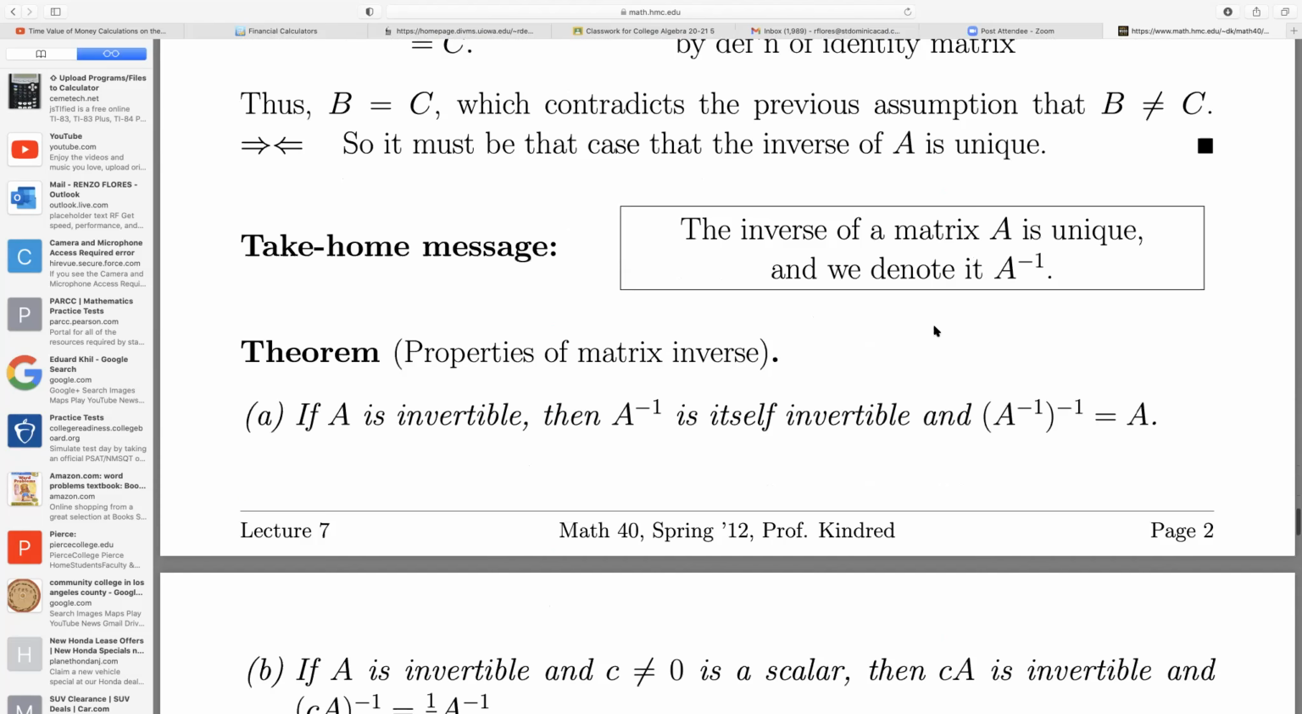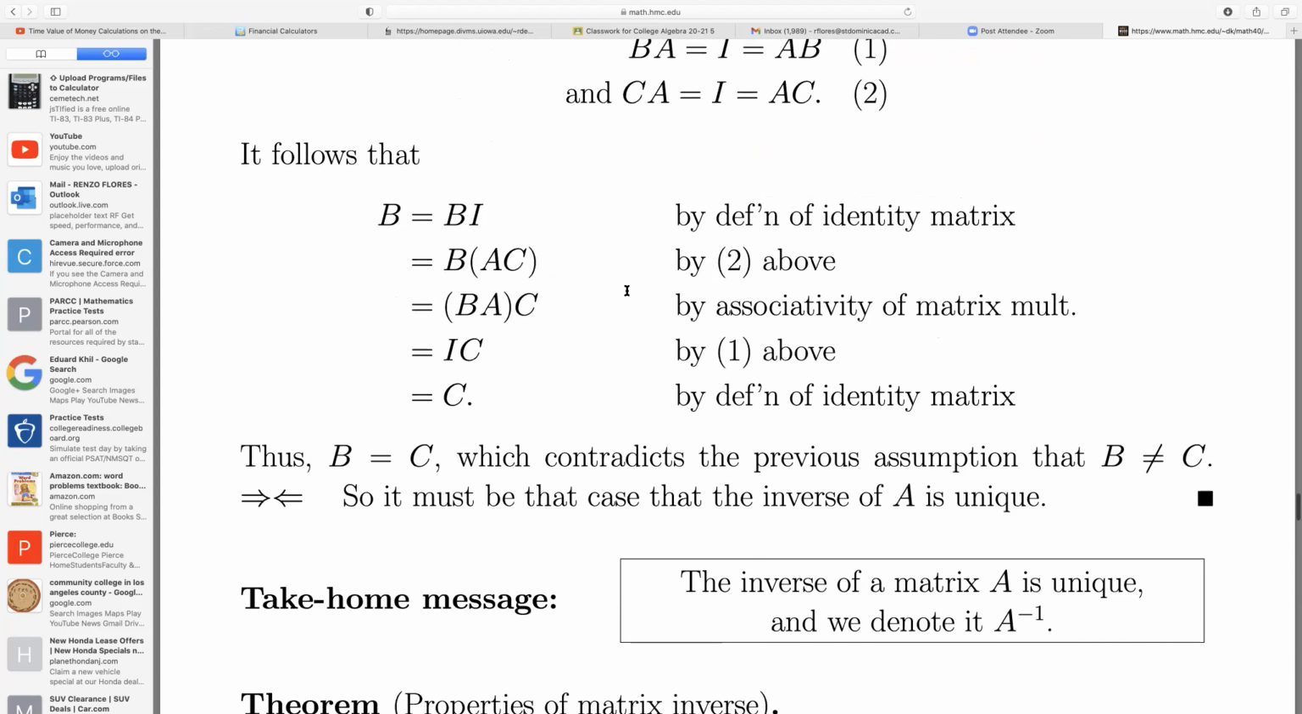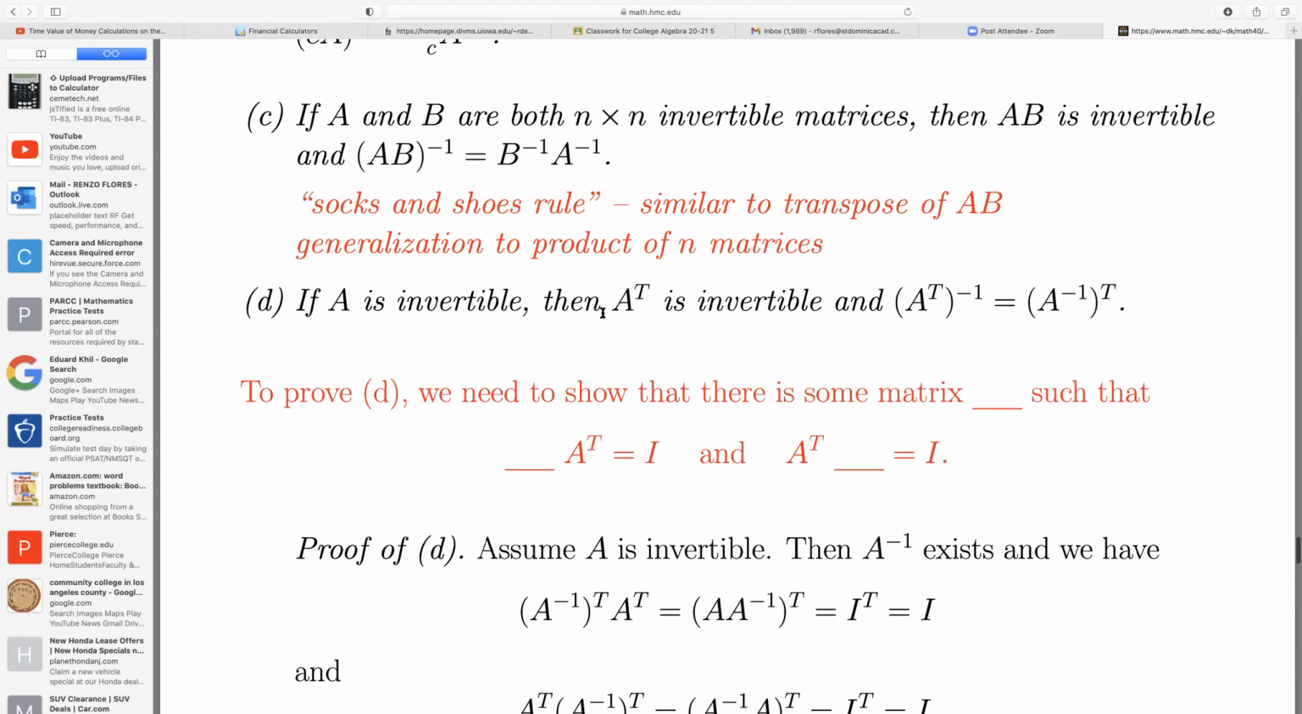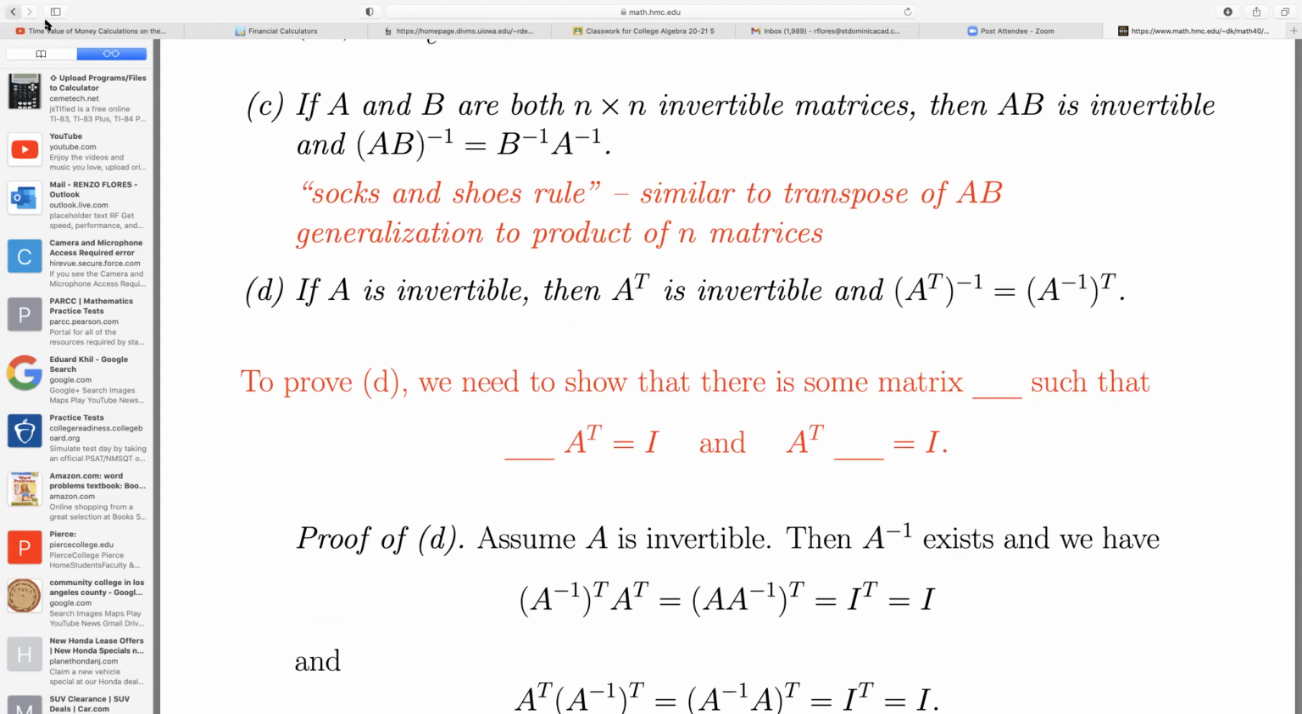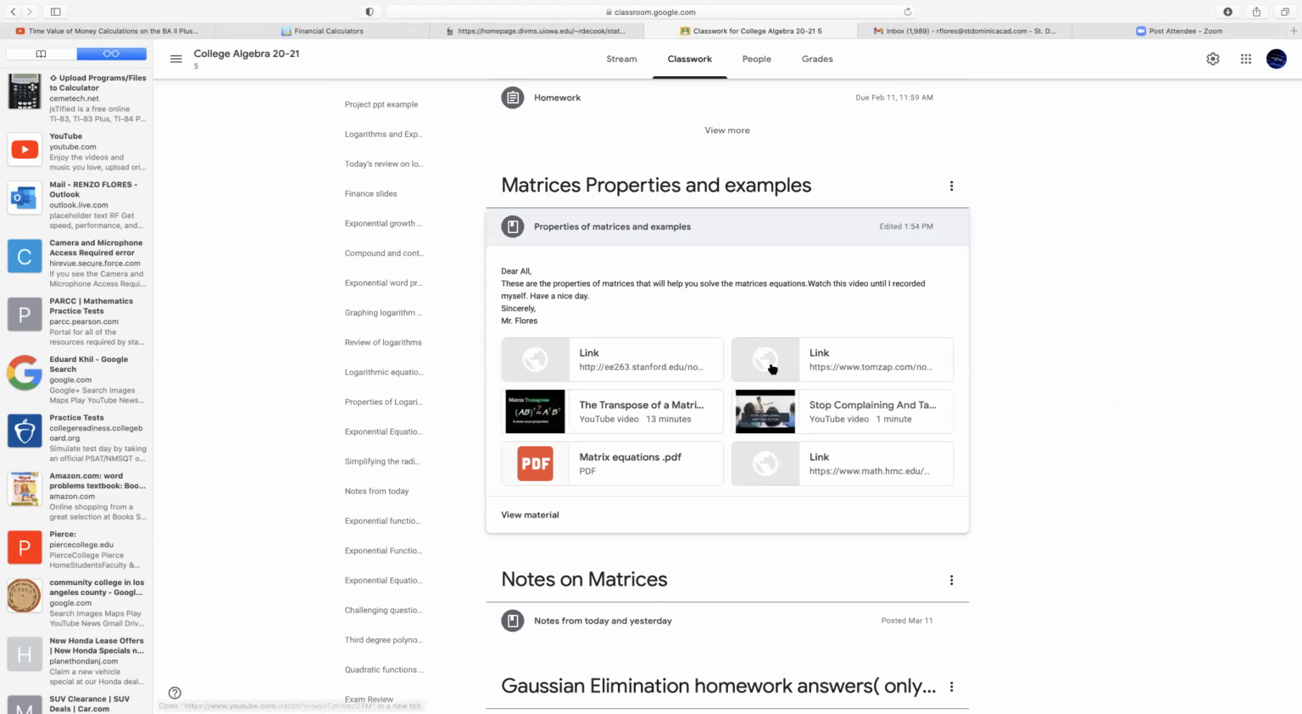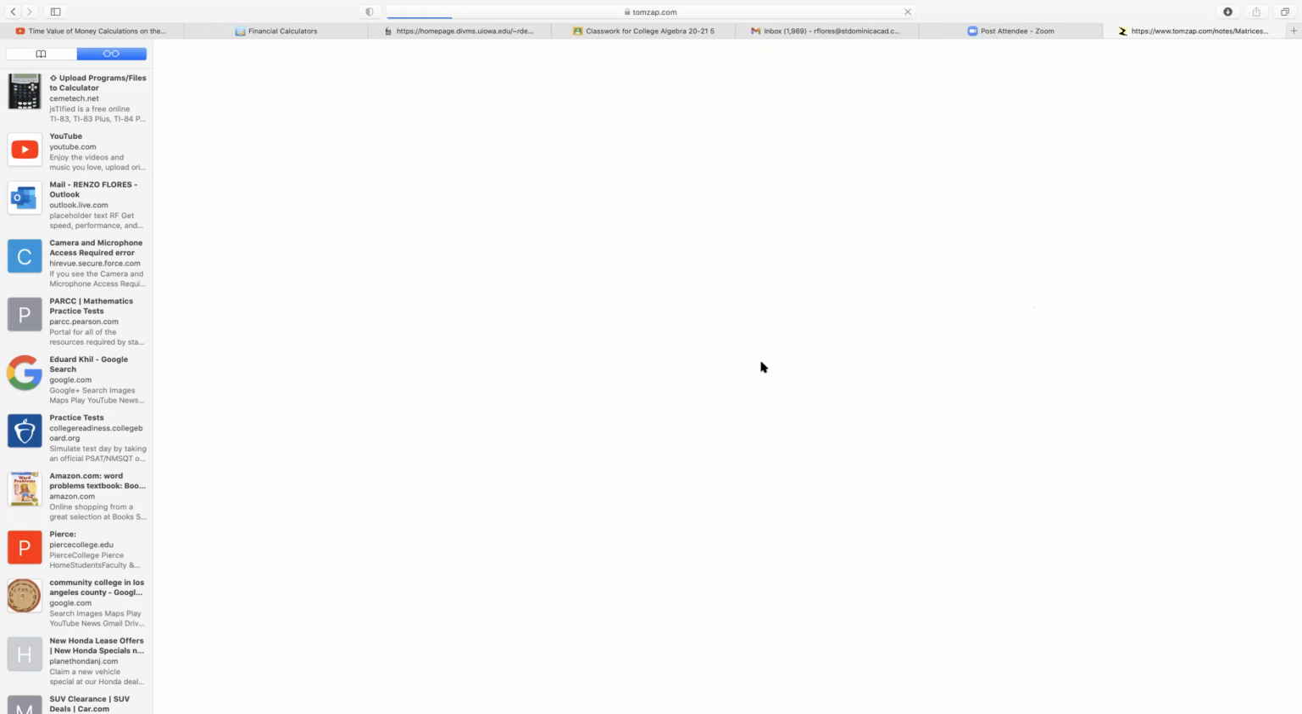Wow, I don't know who's making noise outside. Yeah, these properties, right? So make sure that you review this. This is not the only one that I posted. I posted another one here too. You can take a look at that.